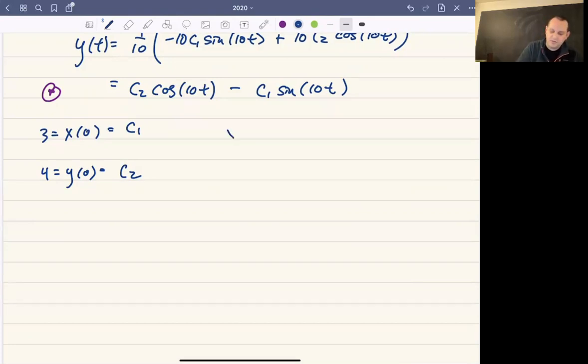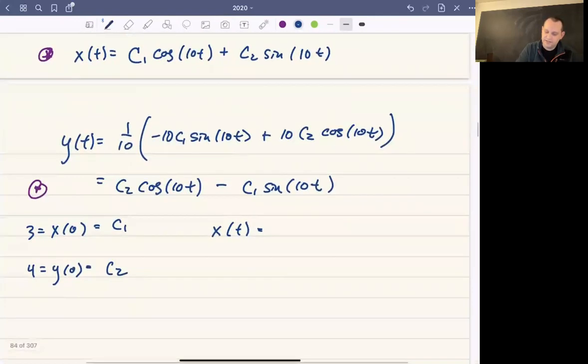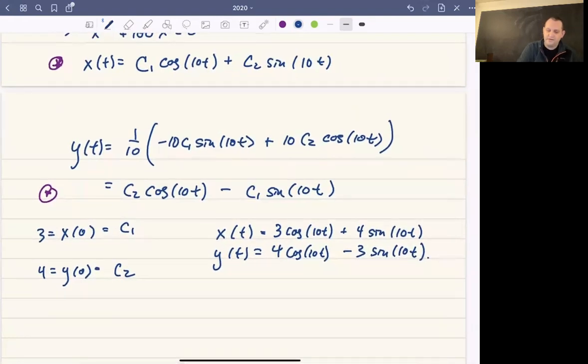And therefore, our solutions are: x of t is going to turn out to be c1, which is 3, cosine of 10t, plus c2, which is 4, sine of 10t. And then likewise, y of t is going to be 4 cosine of 10t minus 3 sine of 10t. Okay, and that's it. There's our solution. Not anything more to say.